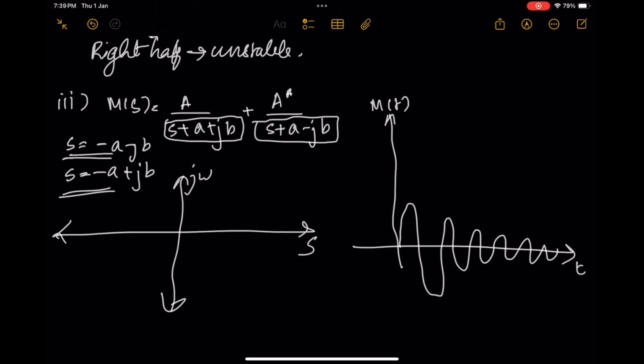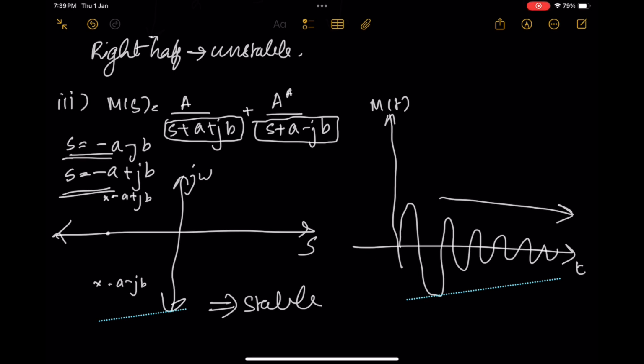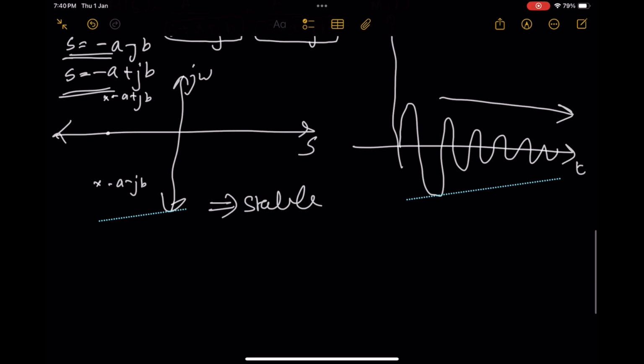on the s plane, I would get minus a somewhere here, and the value minus a plus j beta will be here, and minus a minus j beta will be here. So we could say that both the poles of the given equation lie on the left half of the s plane, hence the system is stable. Or from this diagram we could say that the amplitude is decreasing towards 0, that is, converging to a smaller value, hence the system is stable.